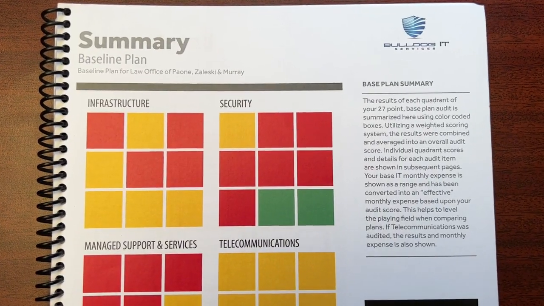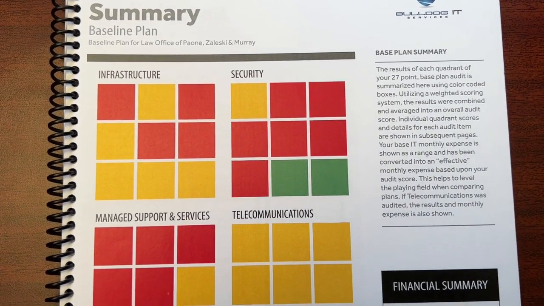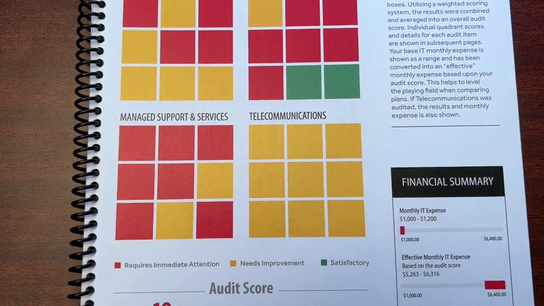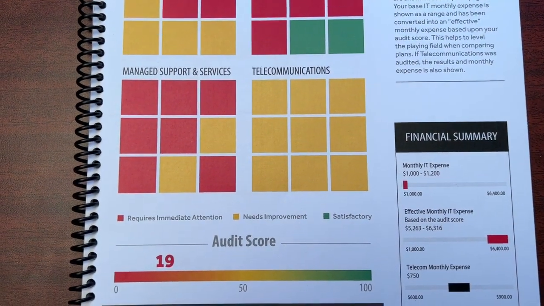This is a high-level look at what we found. The green is obviously good. Yellow are areas of concern, and all those reds are the reasons that you're experiencing those issues that you told us about in the technical assessment. Those reds need to be fixed right away. You scored a 19 out of 100 overall.